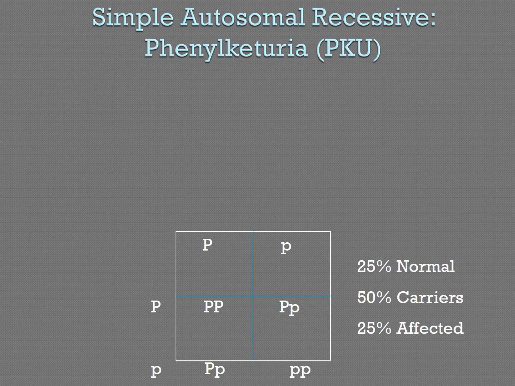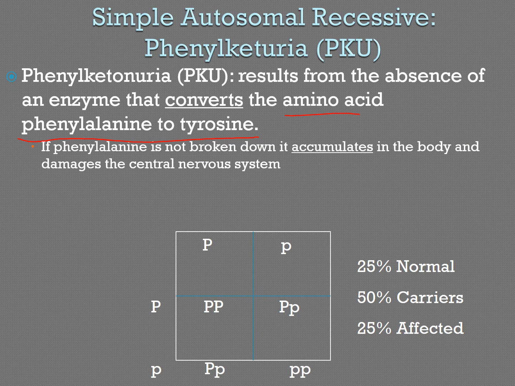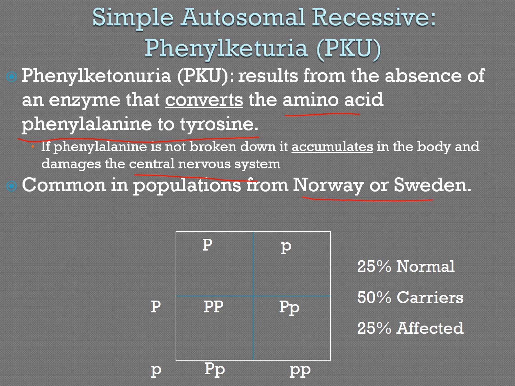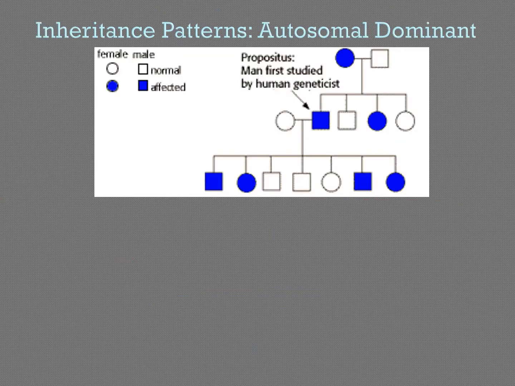So now we're going to talk about PKU. PKU results from the absence of an enzyme that converts the amino acid phenylalanine to tyrosine. And what happens here is that if it doesn't break down, it does damage to the central nervous system. This is common in Norway and Sweden. Treatment is basically giving them a low phenylalanine diet. This is something in your liver, and you do not want that.